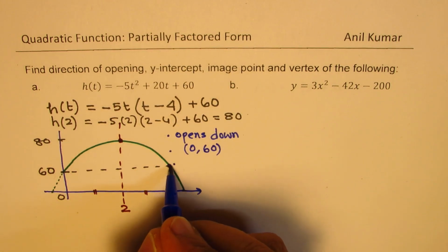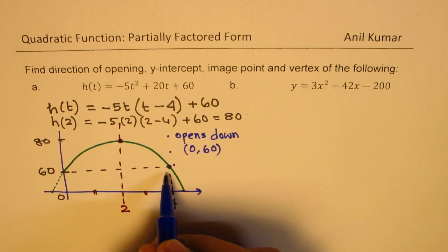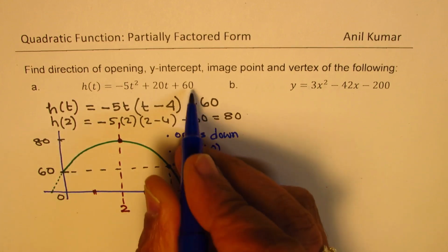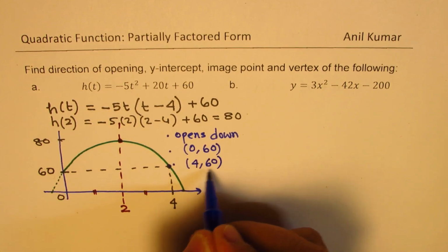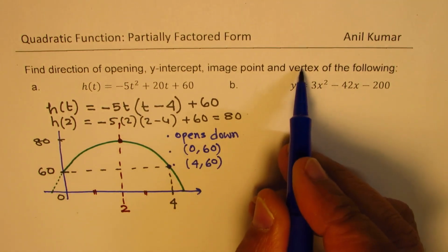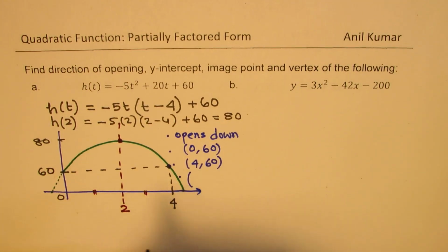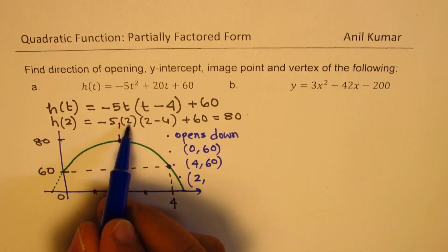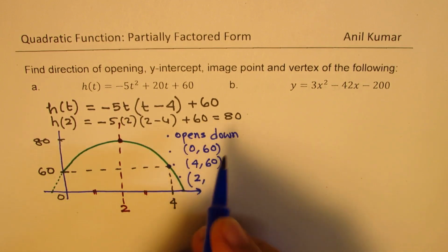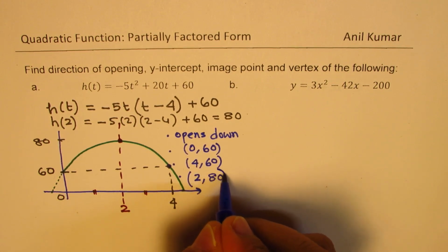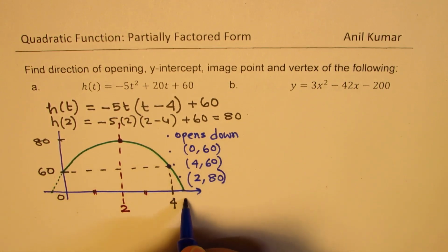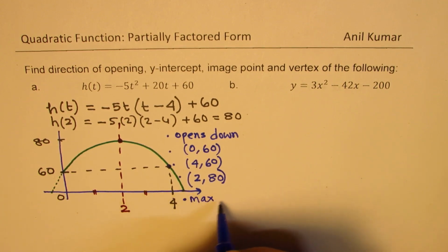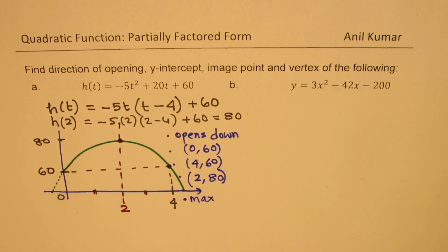Image point. So this point here is called the image point. Now image point is at 4, right, the x value, and y value will be 60. That is the image point. Vertex, since we are doing half of 4, we get 2 here, and then substitute 2 to get the maximum, in this case 80. Since it opens down, we'll add one more. We have a maximum, right, because it opens downwards, right?